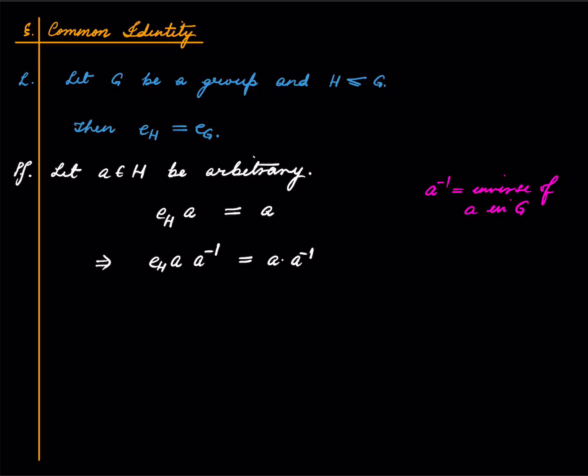All right, so we have that. And now by associativity, this thing is EH EG equals EG. But now the fact that EG is the identity of G and EH is some element of G, the left side is just EH and the right side is EG. So we have shown the equality of the two identities. And that's very convenient.